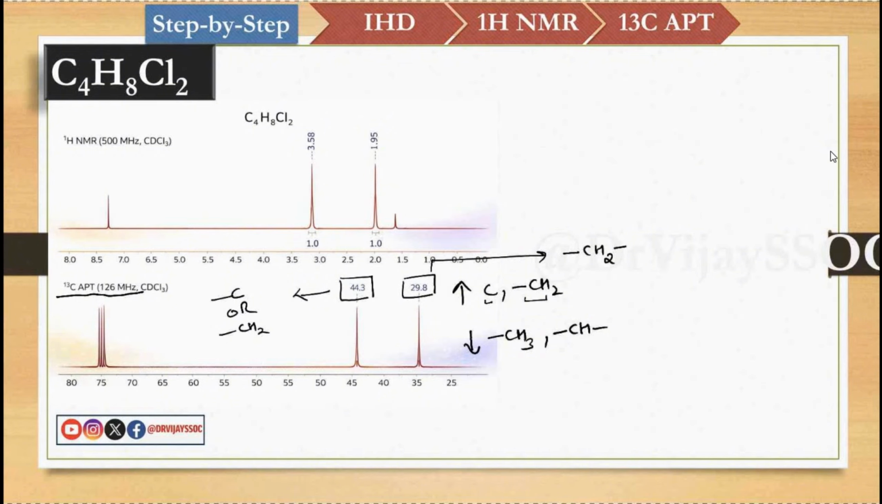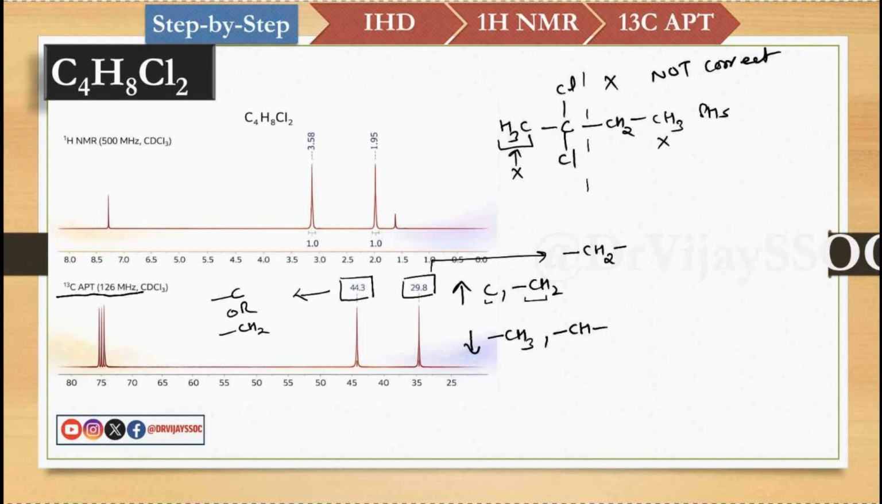So let's now try to draw the most probable structure of the compound. If I put chloro on one of the carbons, then another will be CH2, then another CH3 and CH3. So how many hydrogens are there? 3, 3, 6, 8. So 8 hydrogens. The molecular formula also has 8 hydrogens. But look, we don't have any methyl signal in the NMR or carbon 13C. And this molecule also doesn't have any symmetry. So this cannot be the correct structure.